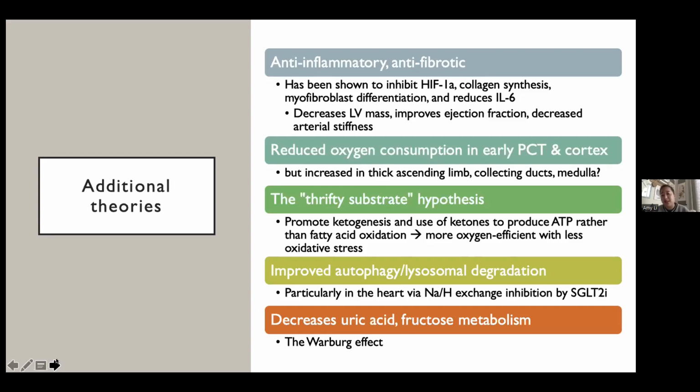There was an endocrinologist who proposed this idea of the thrifty substrate hypothesis. Basically, he was saying there must be some metabolic thing, i.e. ketones, I think was the most popular one at the time when he first brought it up, that is much more oxygen efficient and can produce ATP in a very, very efficient way. And that was how the SGLT2 inhibitor worked. And there's also data showing that there's improved autophagy and lysosomal degradation, especially in the heart. And that there's decreased uric acid and fructose metabolism, and it helps to modulate the Warburg effect. And the latter one actually came from one of our own, Dr. Johnson, who recently published this idea in mid-2021.